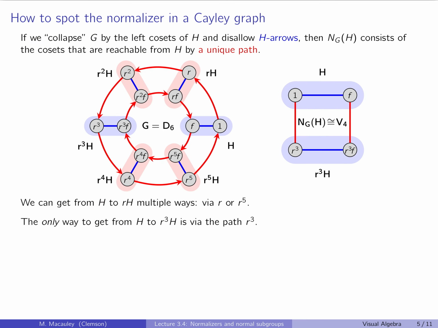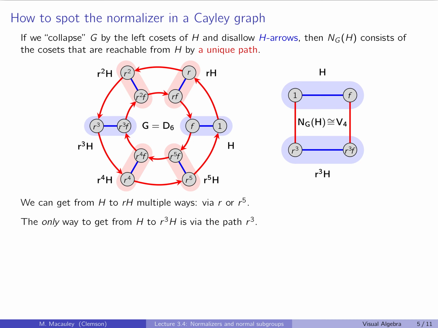Now, let's talk about how to spot the normalizer in a Cayley graph just by inspection. This is D6, and the subgroup H is generated by a reflection F. Here are the left cosets of H. Again, if you're not familiar with this or comfy, watch my previous lecture. And I will continue to denote the left cosets that are also right cosets in blue and the others in red. So with that knowledge, you can say that the normalizer is just these two cosets, or the union of those. But let's suppose that we didn't know that.